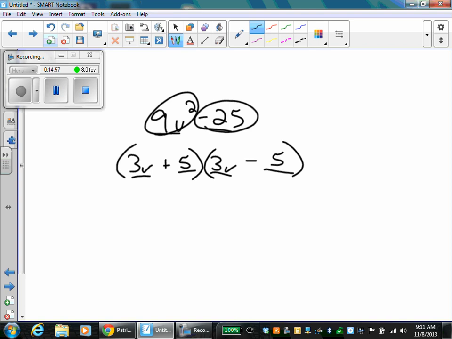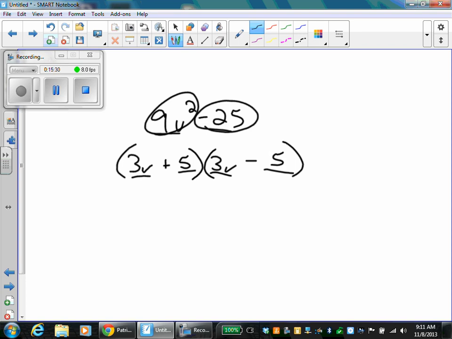Normally when we FOIL out, we end up with 3 terms, right? First, outer, inner, last. But why do we not have a middle term? Because they cancel out. If you look at that, this will give you a negative 15v, and this will give you a positive 15v, which cancel. Which is why you only have a first and a last. Do you need to see one more on the difference of 2 squares?